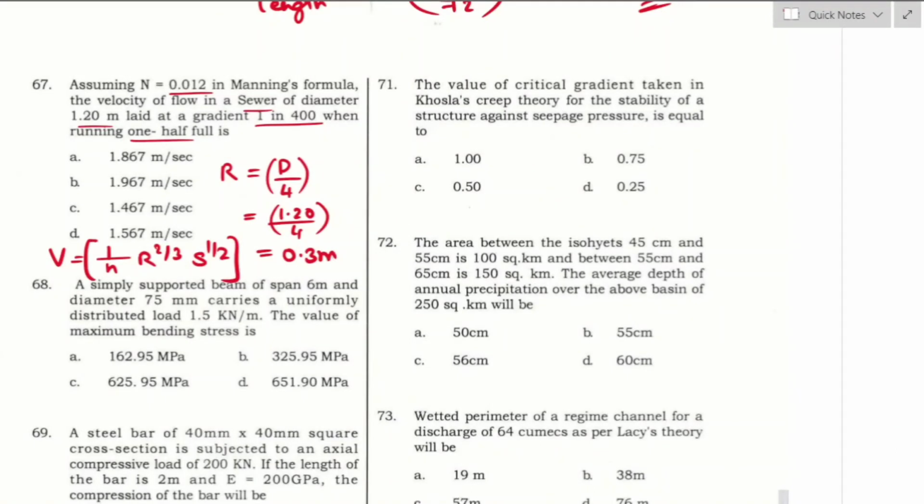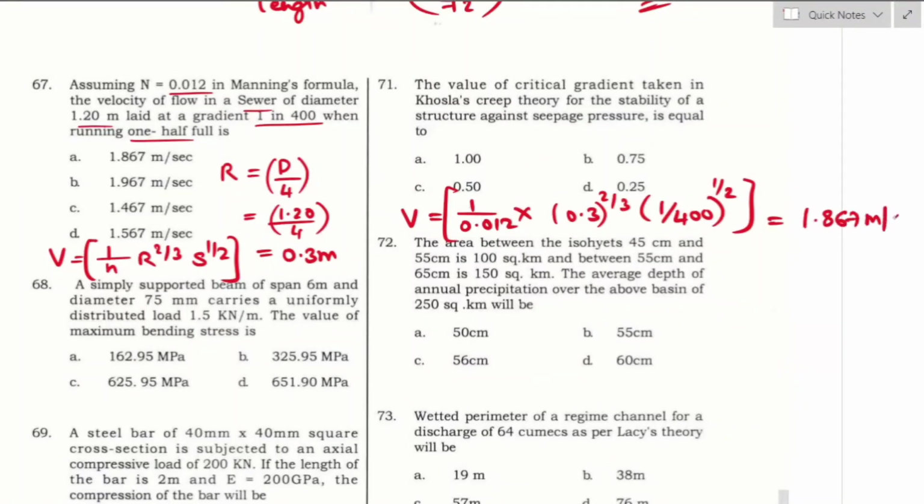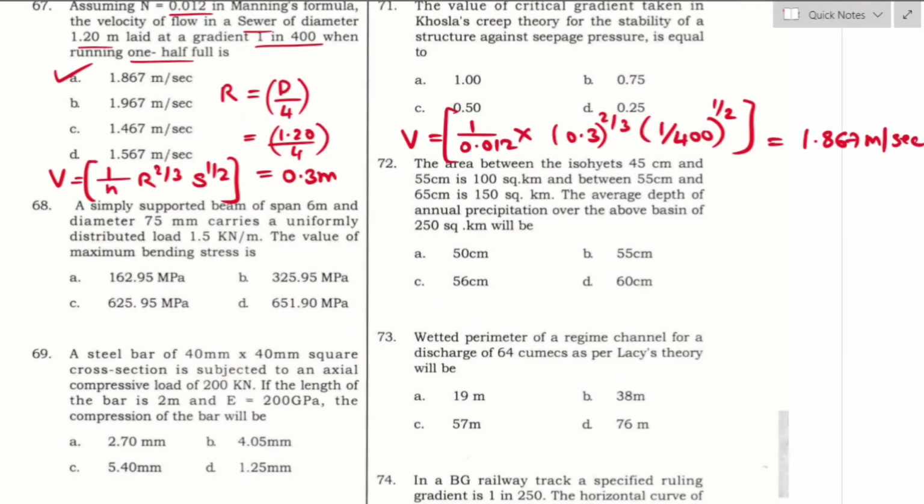So if you substitute these values in the Manning's formula, that is V is equal to 1 by 0.012 into 0.3 to the power of 2 by 3, S is the slope or gradient, that is 1 in 400 to the power of 1 by 2. On solving this, you will get the velocity of the flow as 1.867 meter per second. So the right answer is option A. Question number 68.